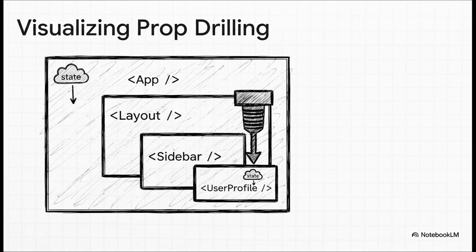Let's say our top-level app component has the state, maybe for the logged-in user. But the component that actually needs that user info is the user profile component, which is way down at the bottom. To get it there, we have to drill it down through layout, then through sidebar, and neither of those components actually use the data. It just makes your code cluttered and a real pain to refactor later.